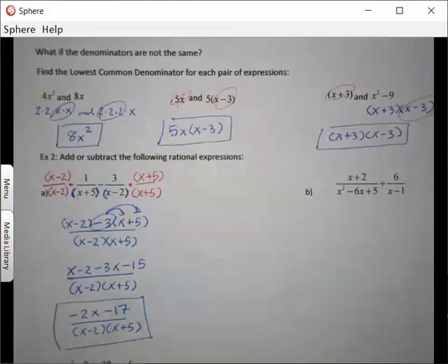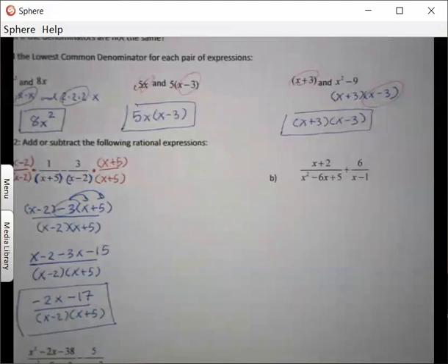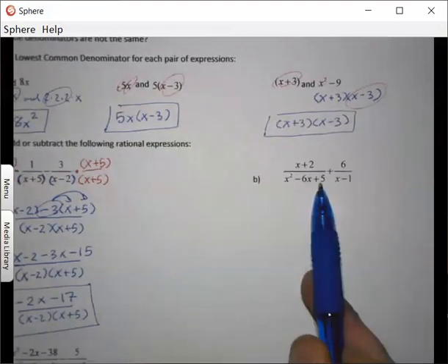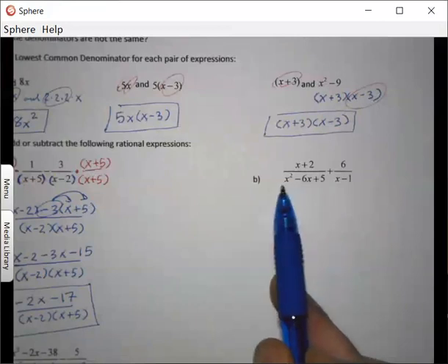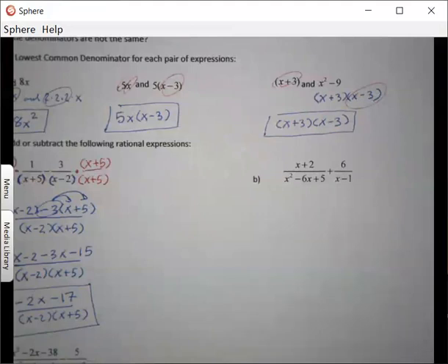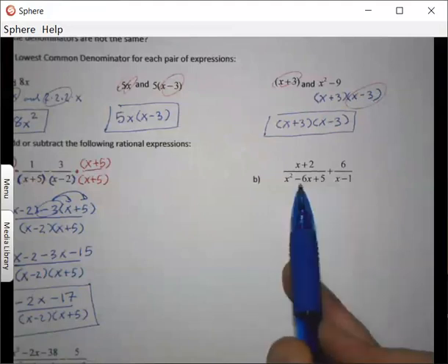Now, in some cases, we're going to have a problem that looks like B. Before we can find what our common denominator is, we need to know what the factors are. So we have to make sure everything in the denominator is factored.